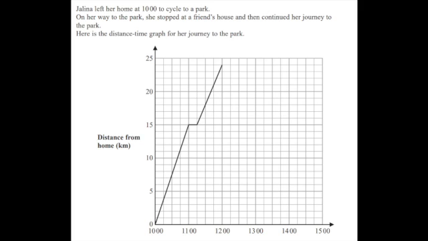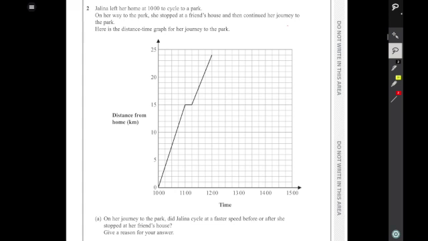So here we've got a distance time graph, and the thing about distance time graphs is that if you think about the rise above the run, the gradient, you're going to get kilometers divided by time, which is speed. So in actual fact, the gradient tells you how fast Delina is cycling.